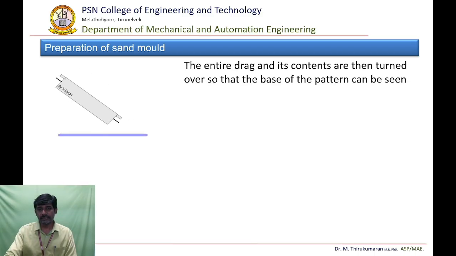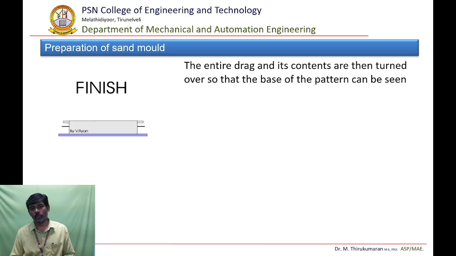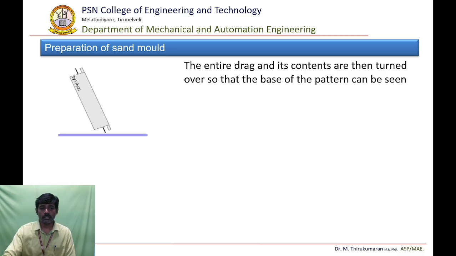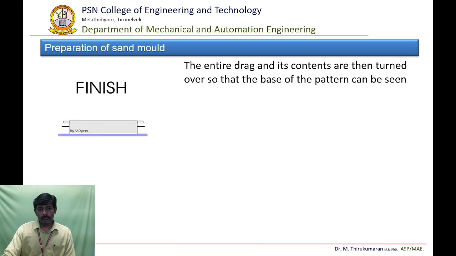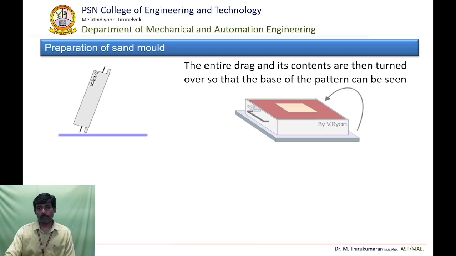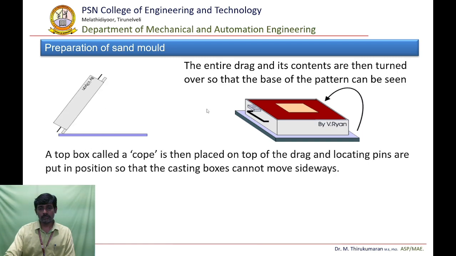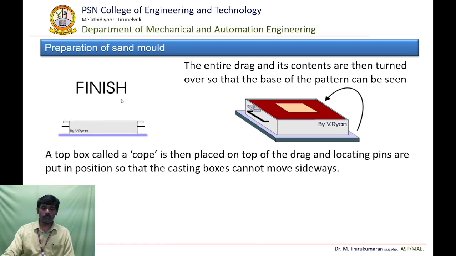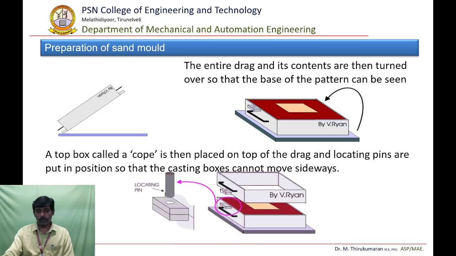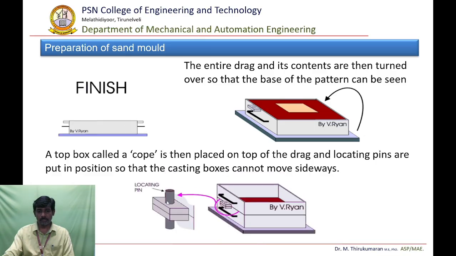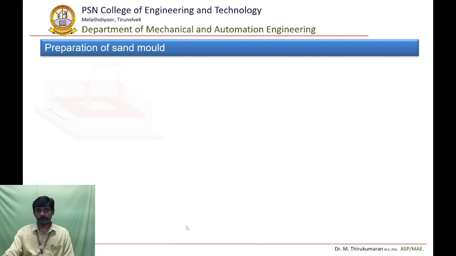So next, the entire track box is turned over to fix the core box. Okay. So this is turned around, our track box, then to fix the core box with the help of the clamp pin through the locating pin.